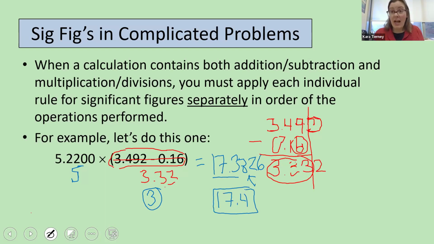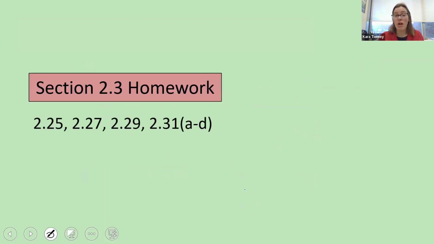So keeping track of which rule you're dealing with is everything in section 2.3. If you are dealing with multiplication or division, you're counting sig figs. If you're looking at addition or subtraction, you're counting places after the decimal. Okay, so we are going to continue on, but that's really the crux of section 2.3 homework.